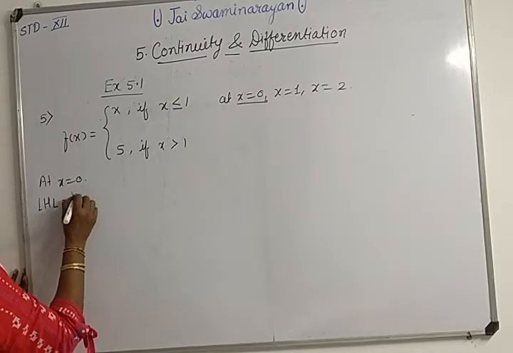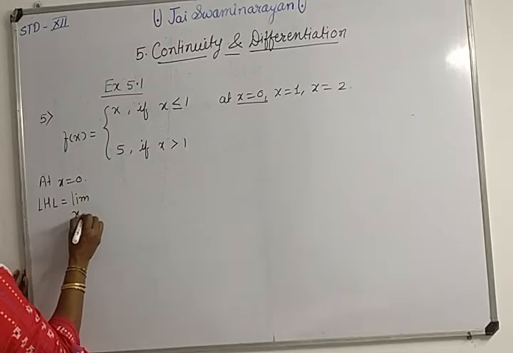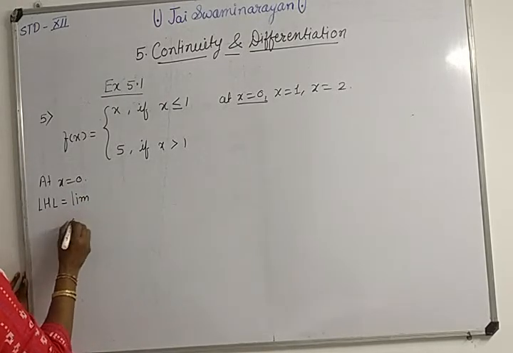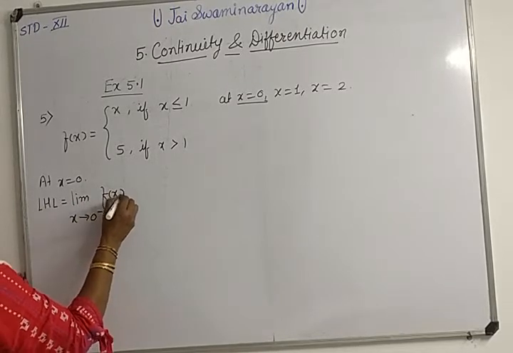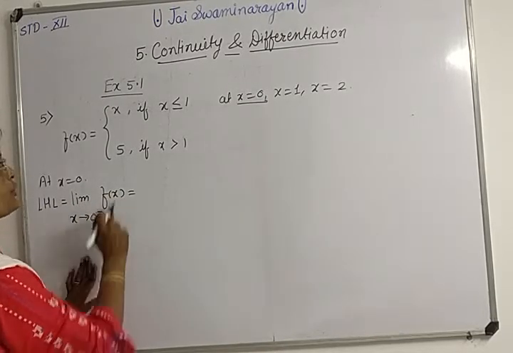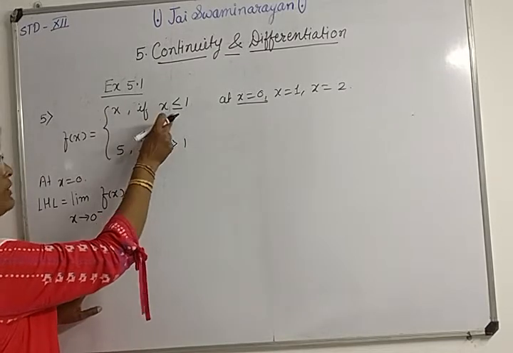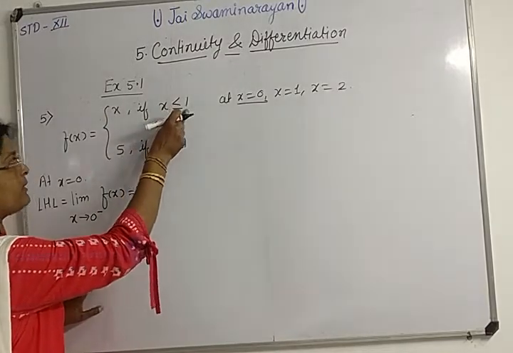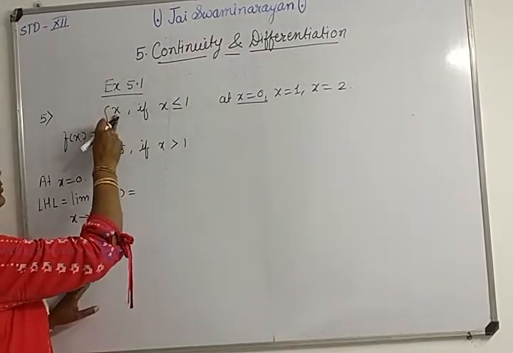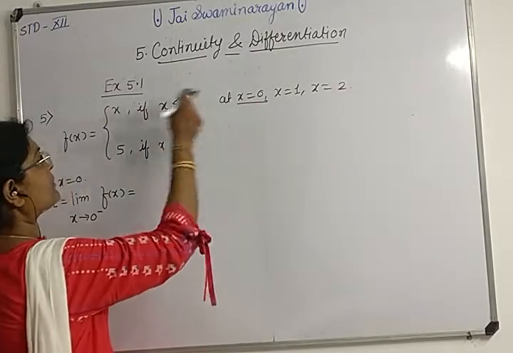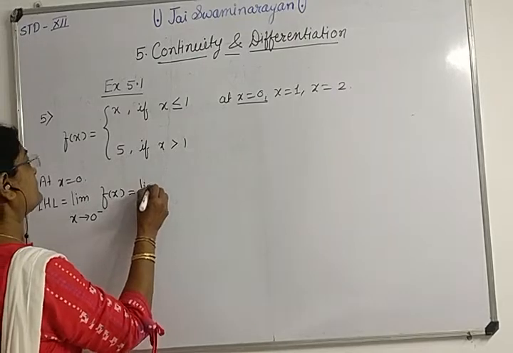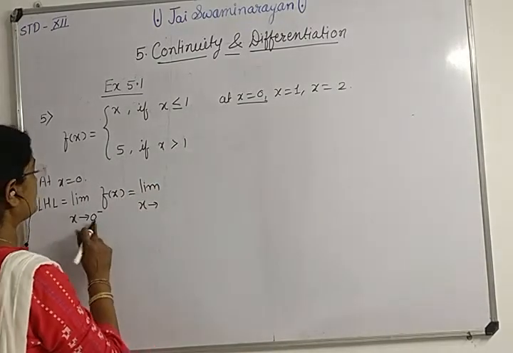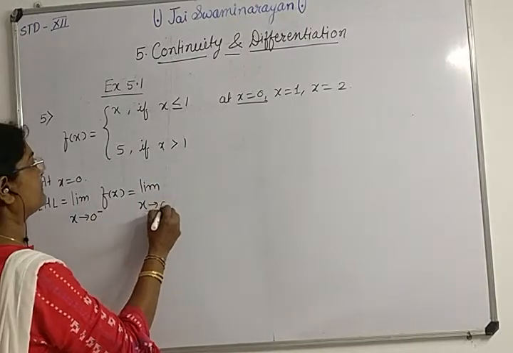We have got only x and therefore it is a continuous function, but we will prove it. Left hand limit equal to limit as h tends to 0 negative of f of x. For x equal to 0 the function is only x, because for all x less than or equal to 1 the function is only x. So at x equal to 0 our function is only x, that is equal to limit as x tends to 0 minus h.